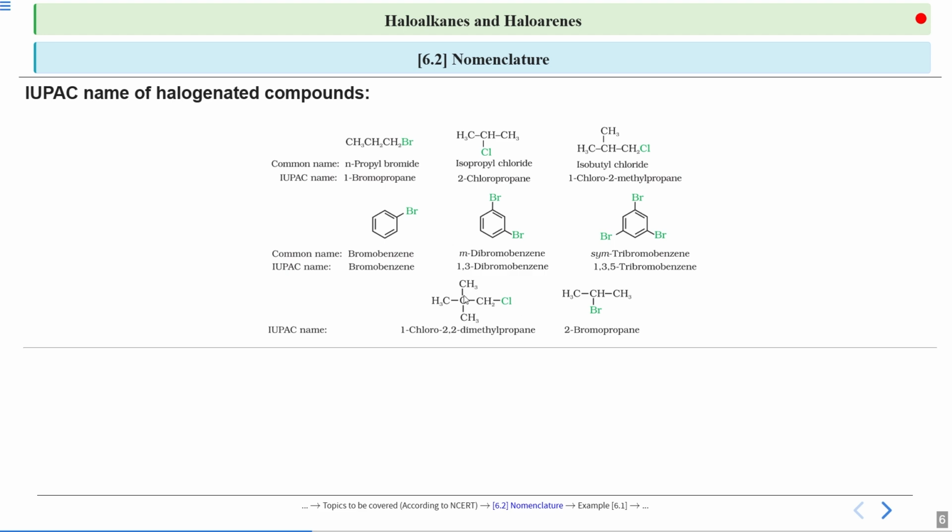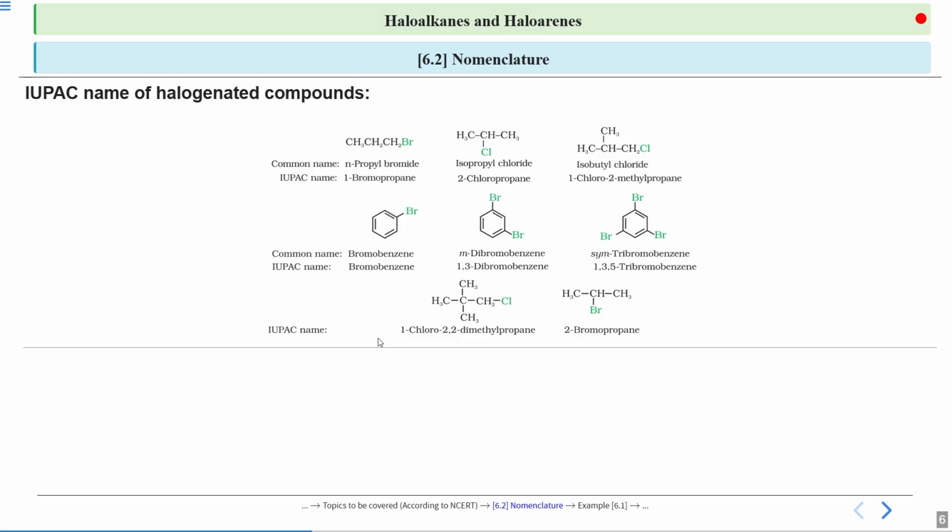So Cl, CH2, C, CH3. This is the longest chain possible. Now you have to do the numbering, and you have to consider that the substituted carbon should get the lowest possible number. So let's start with 1. Okay, so 1, 2, 3. At first position we have chlorine. At second position we have 2 substituents, that is methyl group, 2 methyl groups.